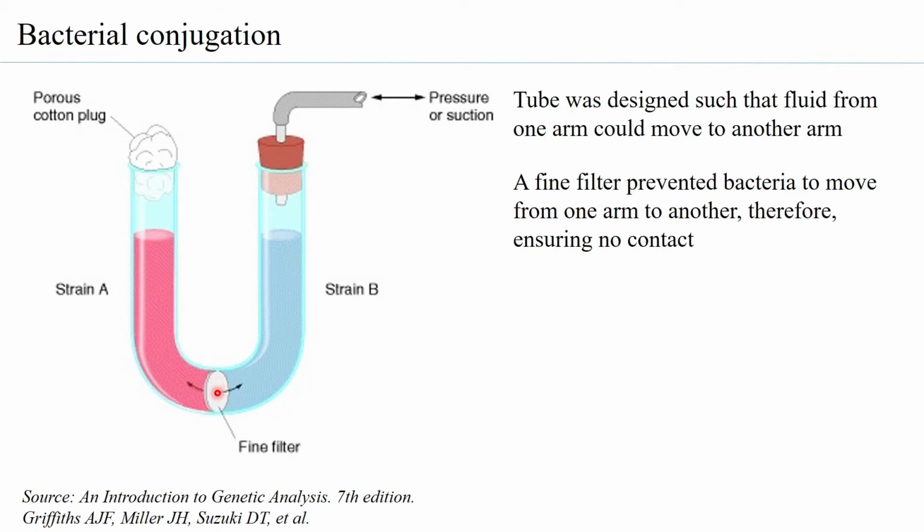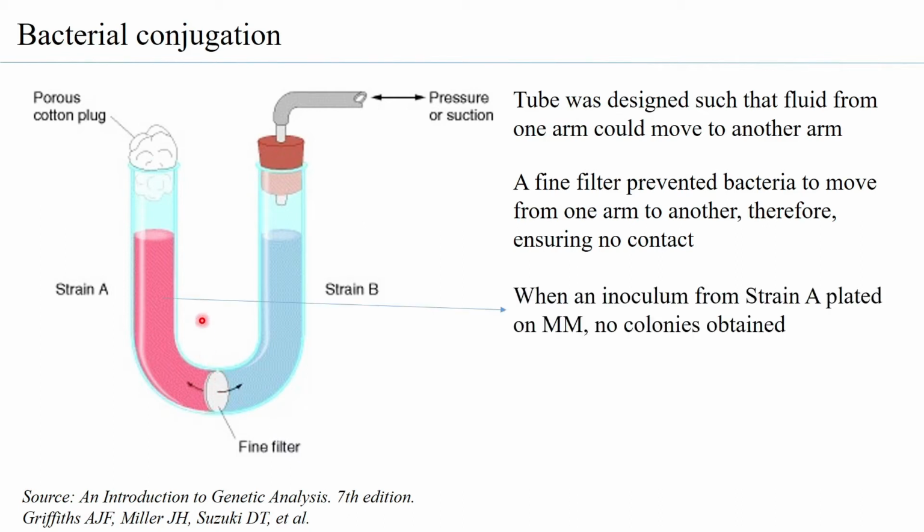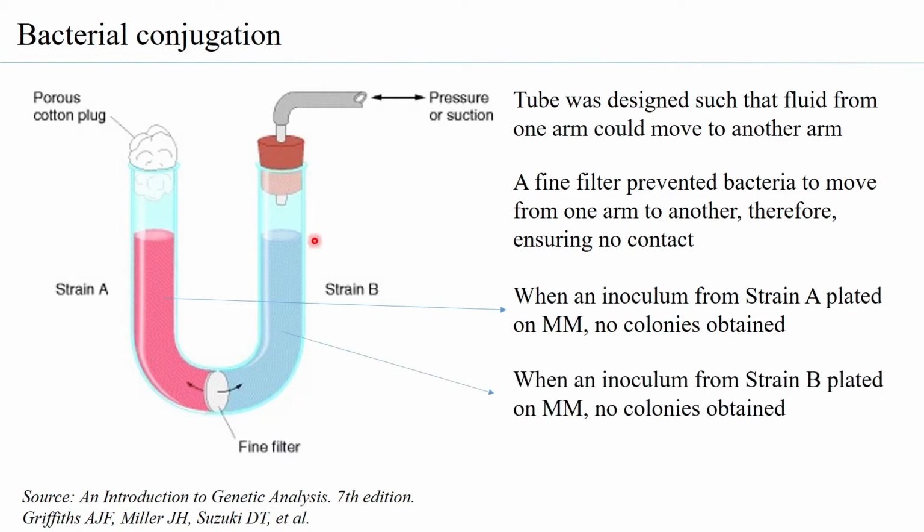That was the question. Strain A, which was deficient in methionine and biotin, was collected from its arm and plated on minimal media. One could not find a single colony growing. So strain A, which is an auxotroph, will not grow on minimal media. The same was observed with strain B. When it was inoculated on minimal media, no colonies were formed.